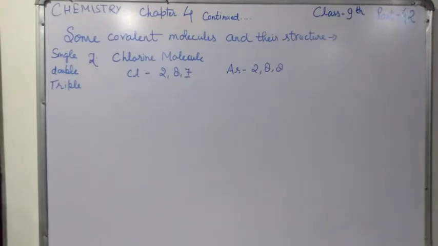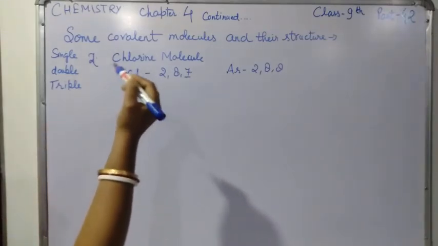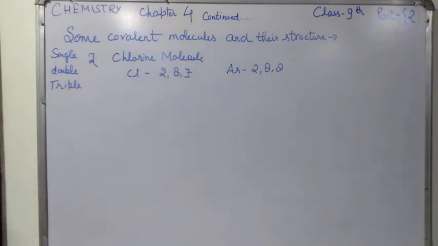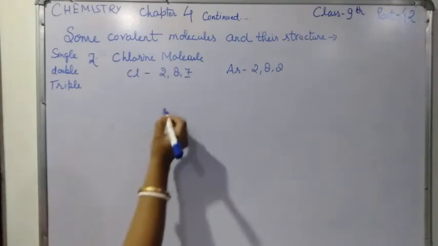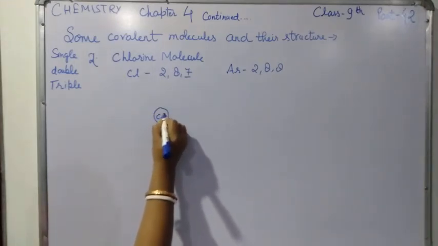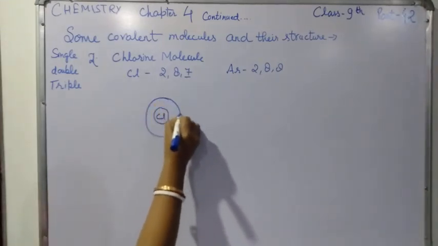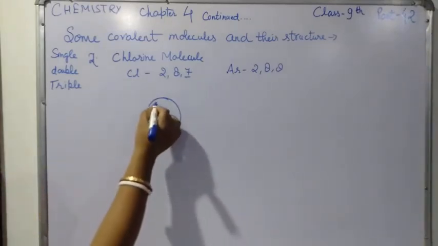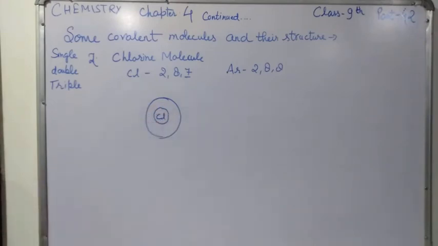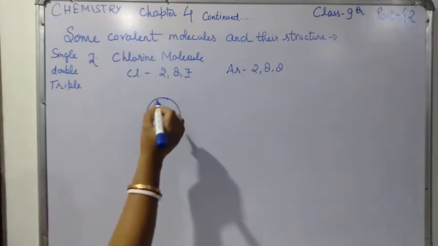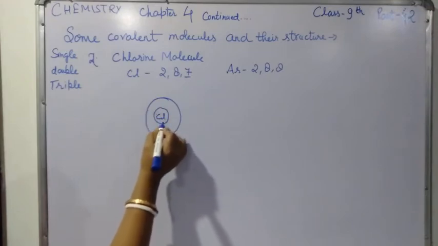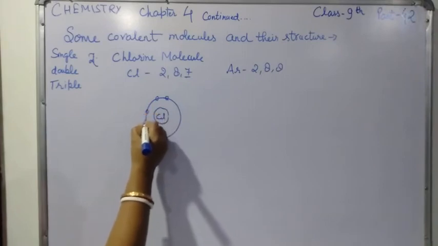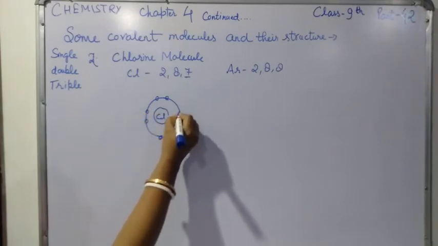So what will this chlorine atom do? It will share one electron with another chlorine atom. So the structure will be like this. You only have to draw the outermost shell, not the inner ones also. So in its outermost shell, 7 electrons will be there: 1, 2, 3, 4, 5, 6 and 7.